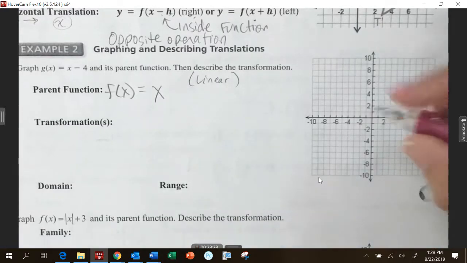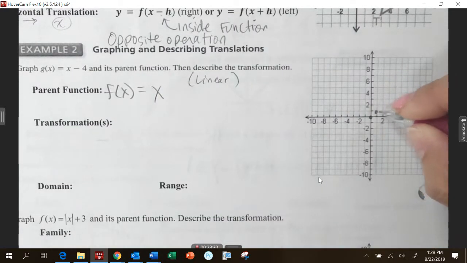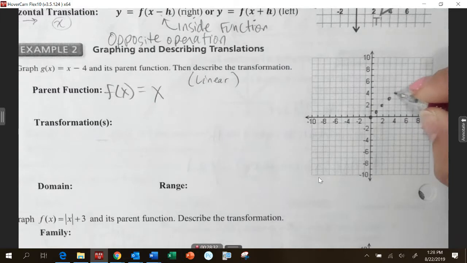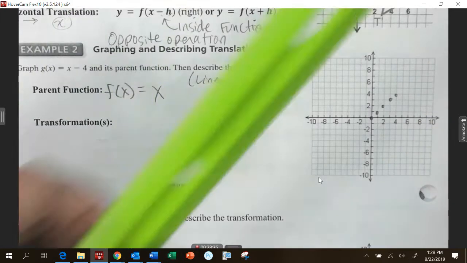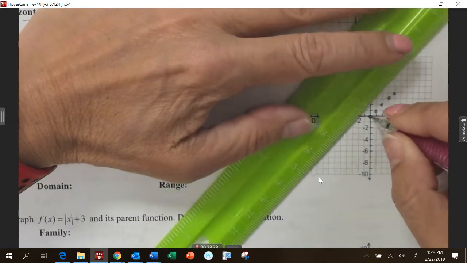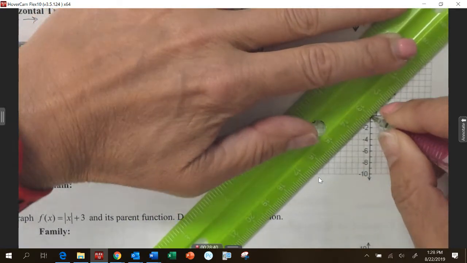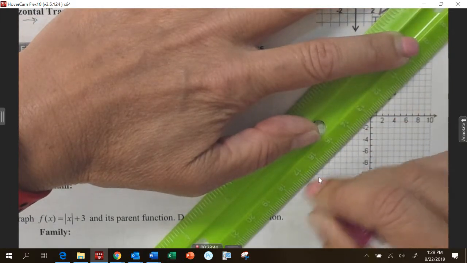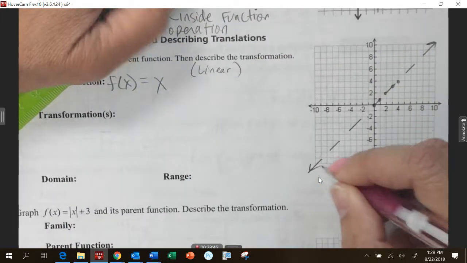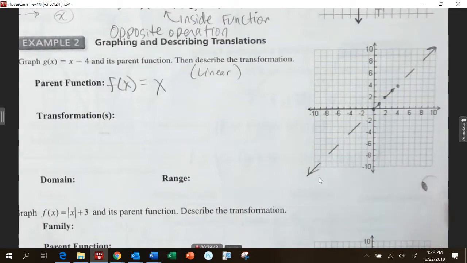So my parent function is the linear parent function. It wants me to graph the parent function. So the parent function is (0, 0), (1, 1), (2, 2), (3, 3), (4, 4). You guys have straight edges? Good. Then don't dot them all. Just finish with the ruler, and then I dash the parent function so you can tell the difference because I'm not using color right now. I'm just dashing it.